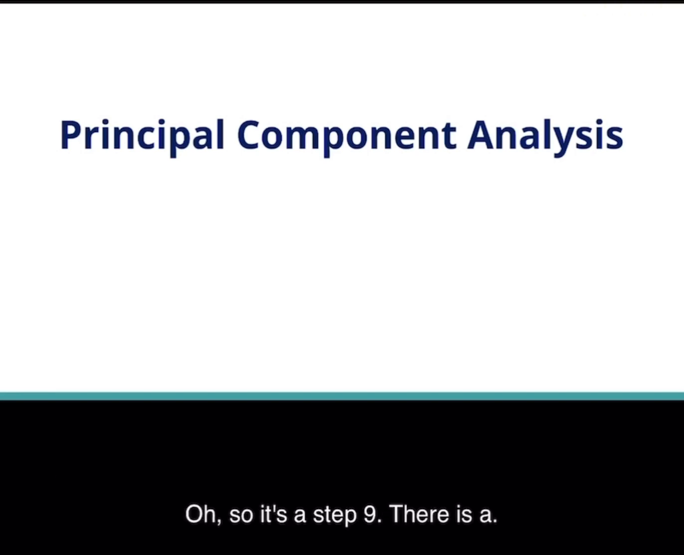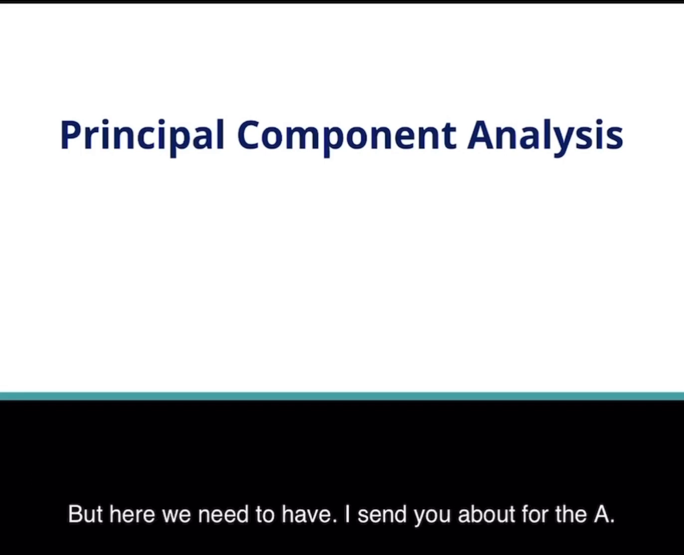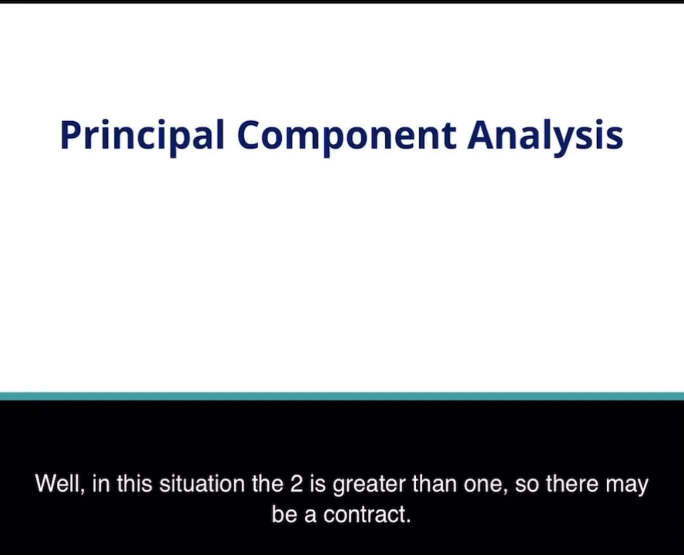Also, at step 9, there is a limitation that says the transpose of Ai times Aj should equal 0, but here we need i less than j. For A2, it says A1 transpose times A2 equals 0, where in this situation 2 is greater than 1, so there may be a contradiction.